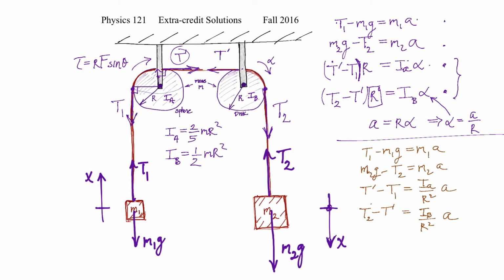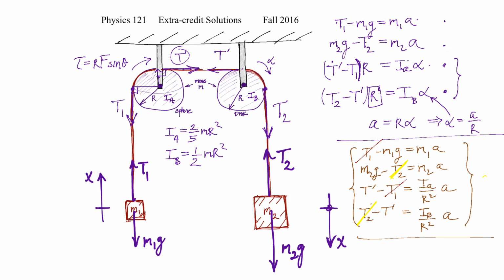Okay, now all I have to do is add up each of the left-hand sides of these four equations, and then I add up each of the terms on the right-hand side. So on the left-hand side, notice what happens when I add these up: T1 will cancel with minus T1, and T2 down here will cancel with minus T2 over here.